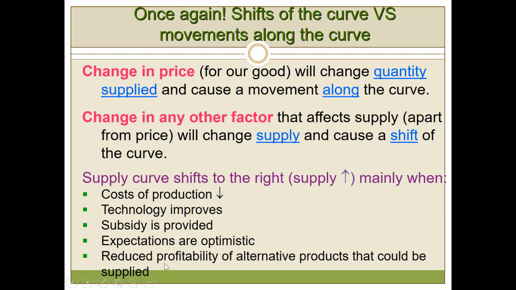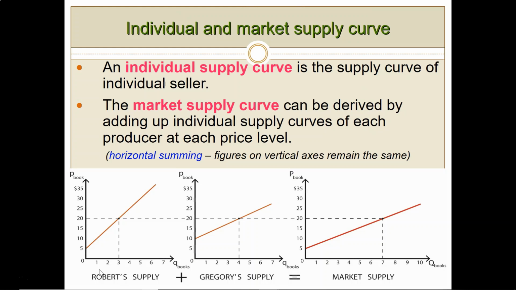Expectations will affect both consumers and producers. And the final slide for today will show you the difference between an individual supply curve and the market supply curve. As before, as with the demand, the idea is absolutely the same. An individual supply curve shows the supply for an individual seller, individual manufacturer.